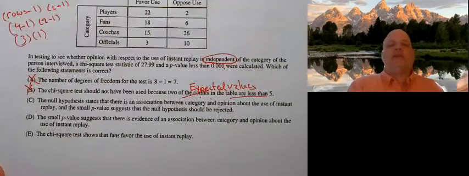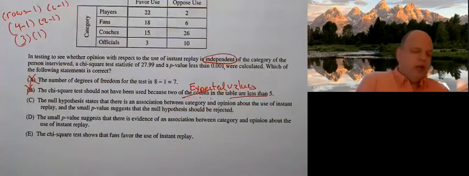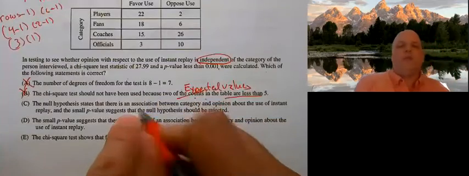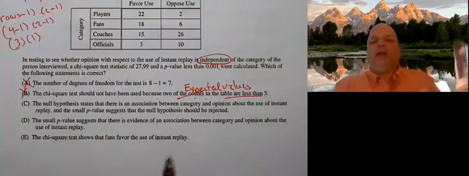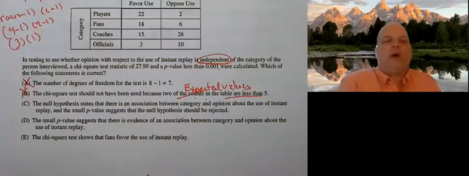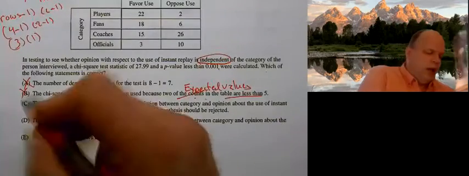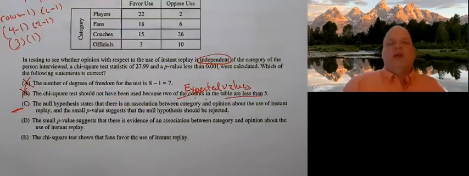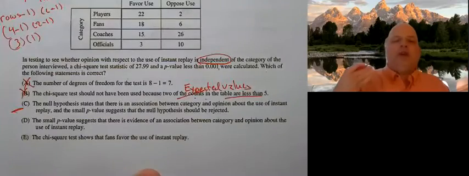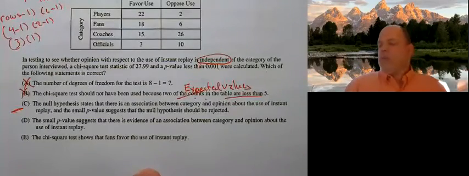The null hypothesis states that there is an association, in other words, that there is a relationship between the category and opinion about the use of instant replay, and the smaller p-value suggests that the null should be rejected. I like this. Okay. If there's an association, they are not independent.